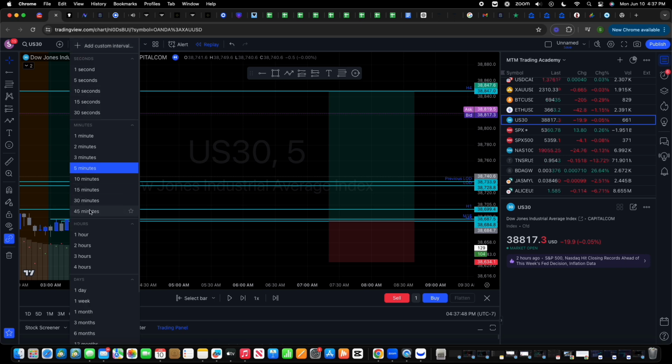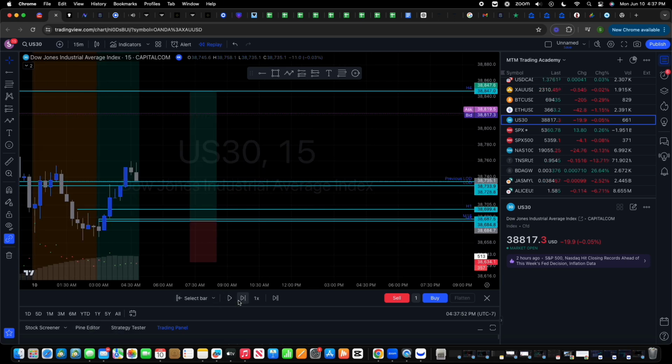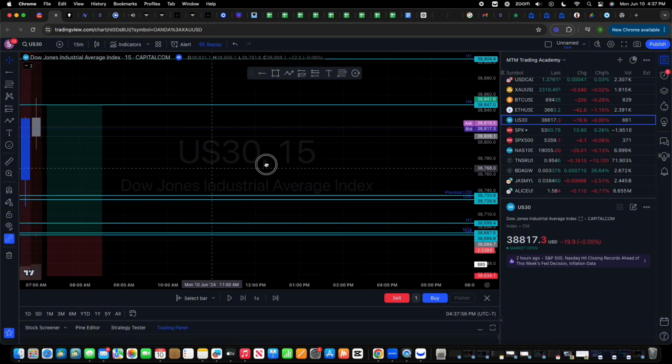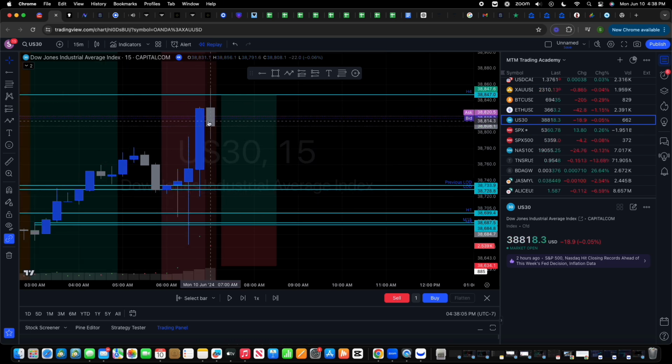Now I'm going to go into the 15-minute just so we can speed it up and not waste any time. So New York session's coming around, and we can see right at 6:30, 6:36-ish, price pulls back into this area, gives that initial move to that H4, and boom, the trade already played out, right?